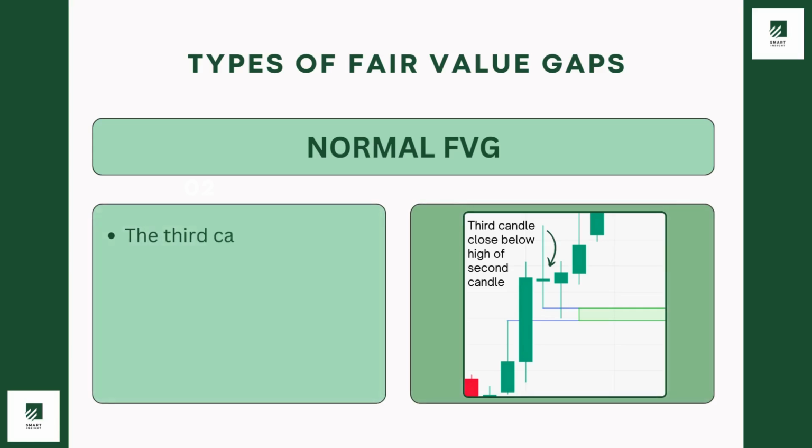A normal fair value gap is formed when the third candle closes below the high of the second candle. It doesn't matter even if price has traded above the second candle's high. If there is a wick above the second candle's high, that's all right. All we are looking for is the closing, and if the third candle close is below the high of the second candle, the gap that is then formed between the high of the first candle and the low of the third candle is called a normal fair value gap.